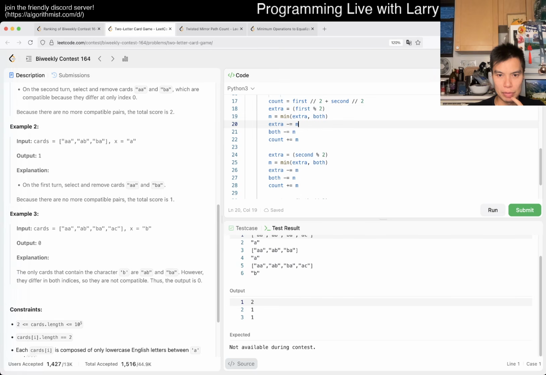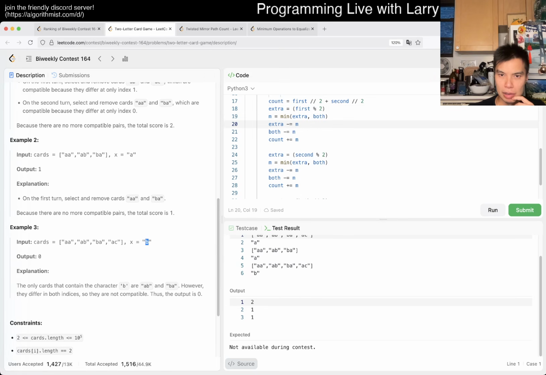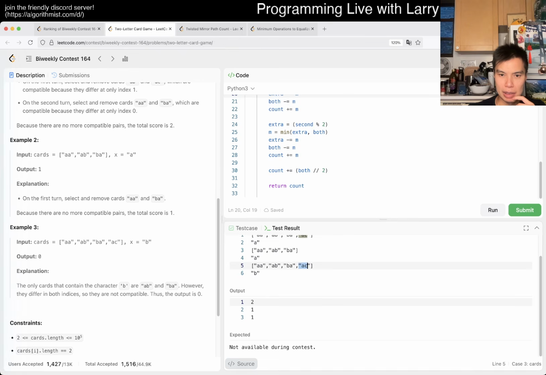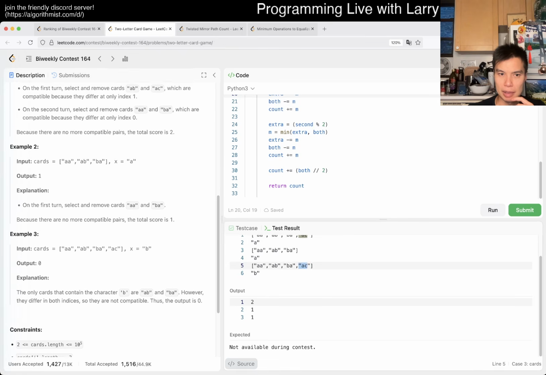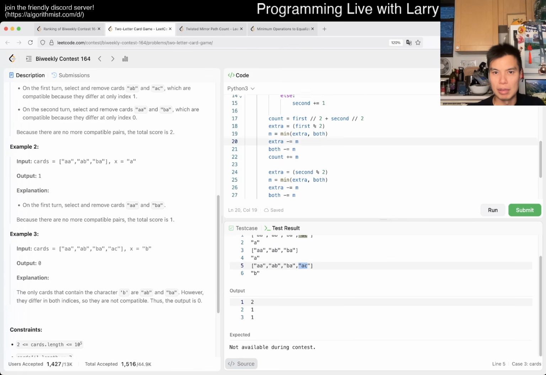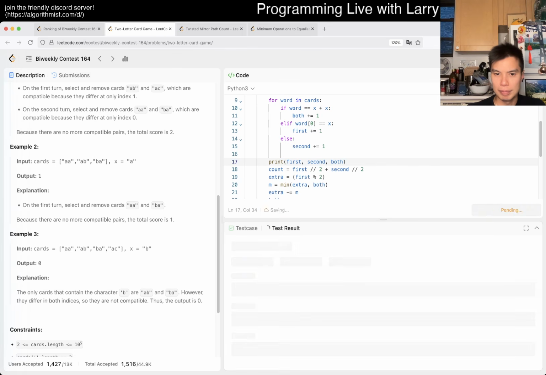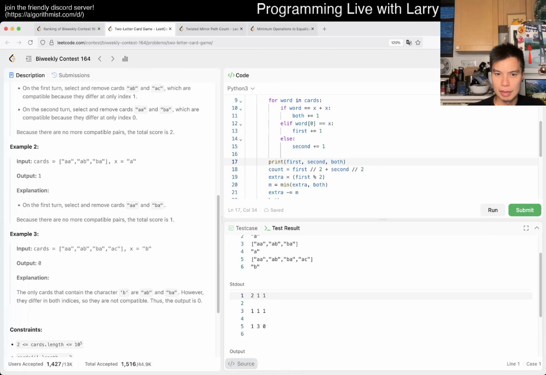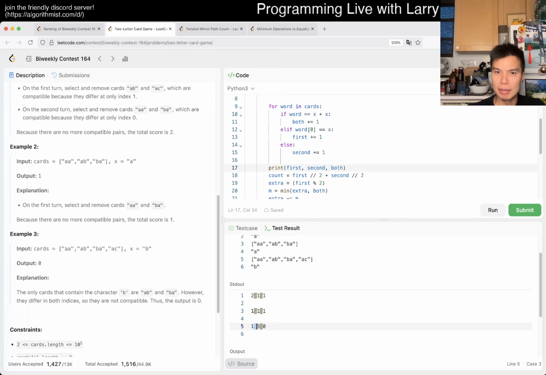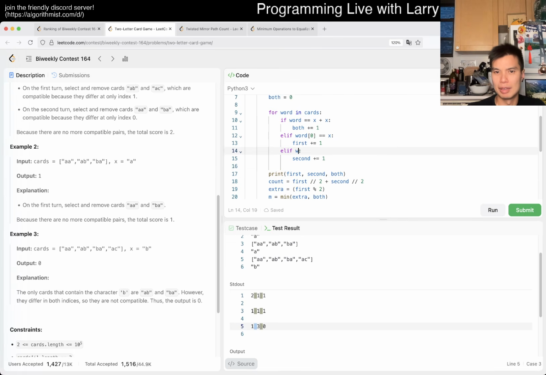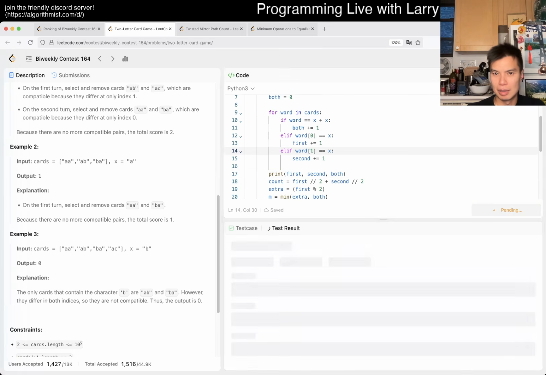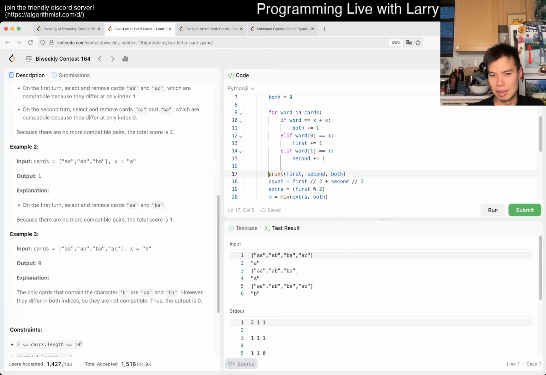Min both. I misunderstood. No, B, right? So why is this A, B, and AC, I guess? But that doesn't make sense. Huh, okay. Why is it giving me... Second is 3. Oh, I am dumb. Okay. I don't know why, I think I just, yeah.